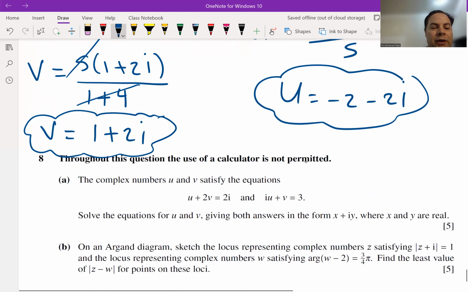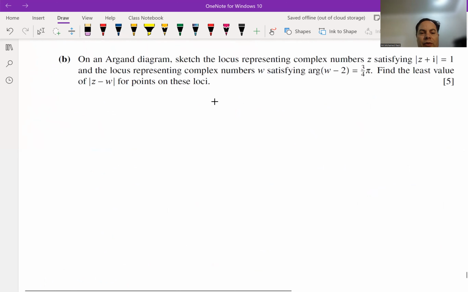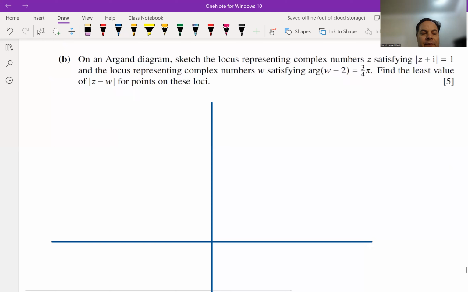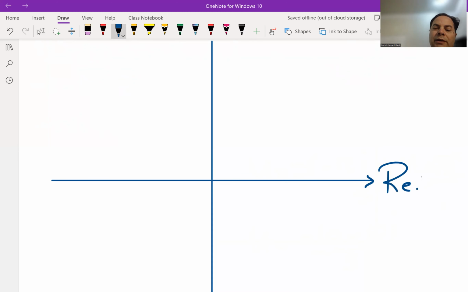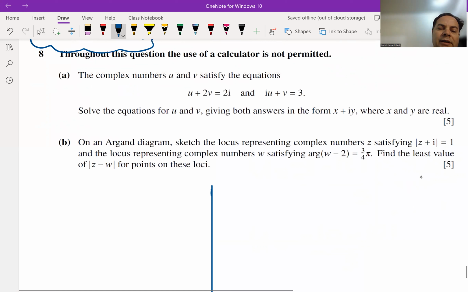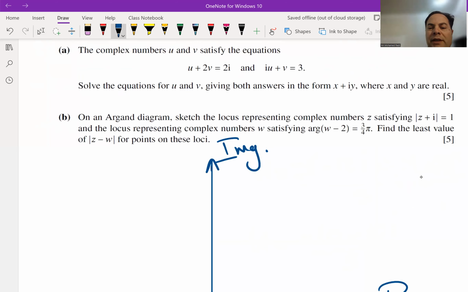For the second part, by drawing on the Argand diagram, you have to show the xy plane, where the horizontal one is the x-axis, which in this case represents the real part, and the y-axis represents the imaginary part. To represent the complex number z, the locus of z is z plus i is equal to 1.